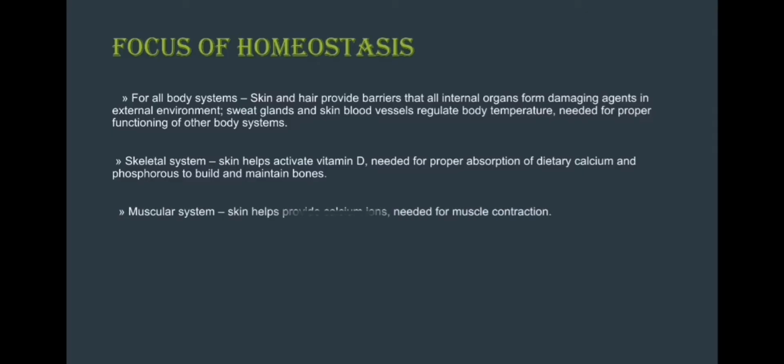Next is the muscular system. Skin helps provide calcium ions needed for muscle construction. The muscular system is an organ system consisting of skeletal, smooth, and cardiac muscles. It permits movement of the body, maintains posture, and circulates blood throughout the body.